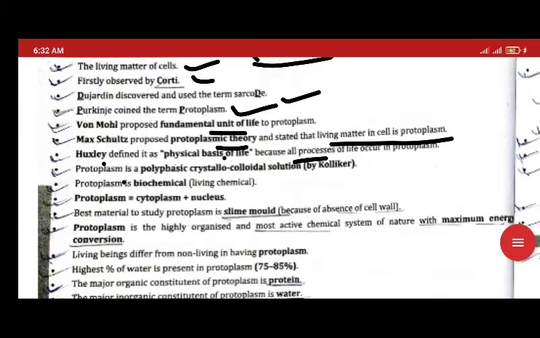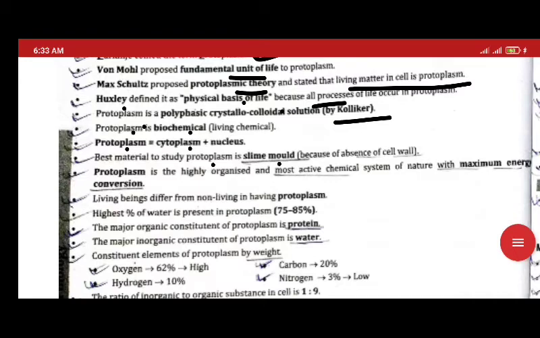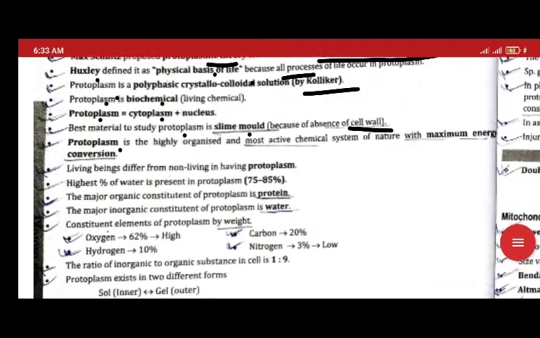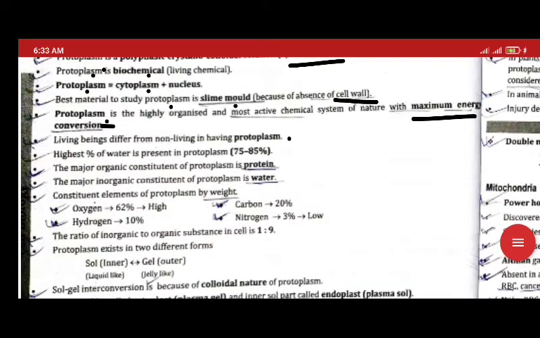Protoplasm is polyphasic, by Collier. Now protoplasm is biochemical, and protoplasm means cytoplasm plus nucleus, as we have told. Cytoplasm contains two things, cell inclusions and cell organelles. The best material to study protoplasm is slime mold because of the absence of cell wall. Protoplasm is highly active with maximum energy conversion. Living beings differ from non-living due to protoplasm.